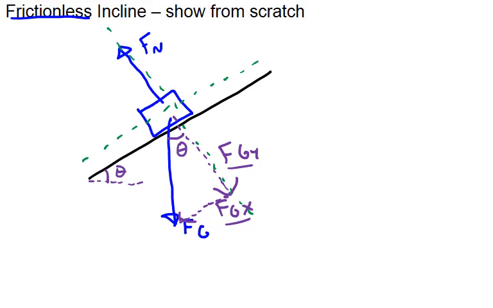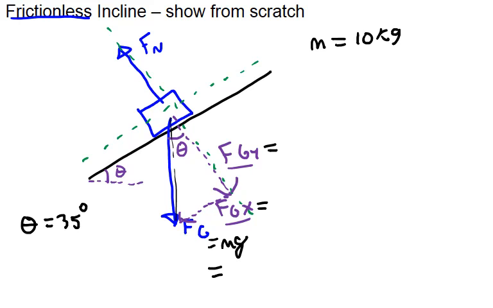So what we're going to do for this one here, let's say that the mass is 10 kilograms, and let's say that the angle of the ramp here, theta, is 35 degrees. And we want to find out what is the force of gravity in the x? What's the force of gravity in the y? Now, the hypotenuse here is the force of gravity, which is mg, which is mass, 10 times 9.8. So that's 98 newtons is the hypotenuse, right?